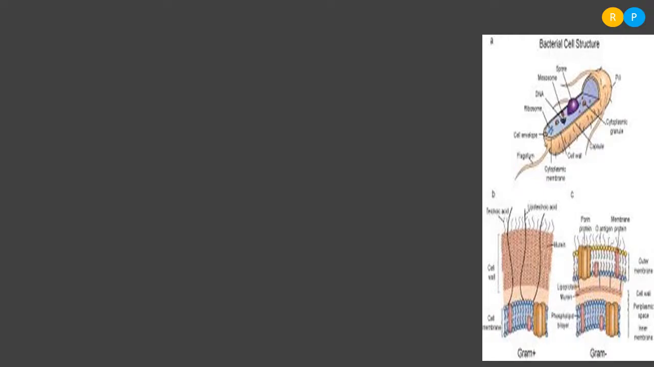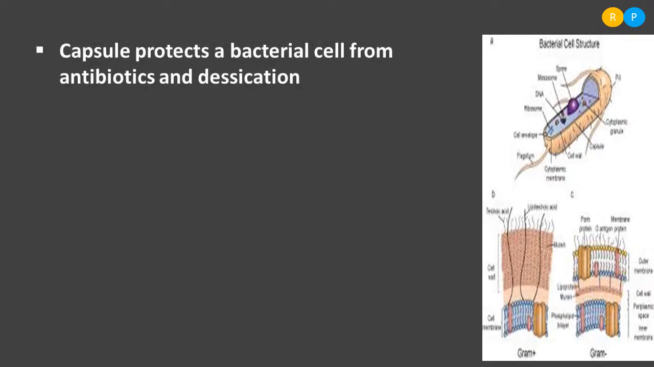Then what is the function of capsule? So capsule is the outermost layer of cell envelope. So this layer protects the bacterial cell from antibiotics, as well as it protects it from extremes of desiccation. So we know that antibiotics are the drugs used to destroy bacteria. So when the bacteria consist of thick capsule, it protects the bacterial cell from the action of antibiotics.